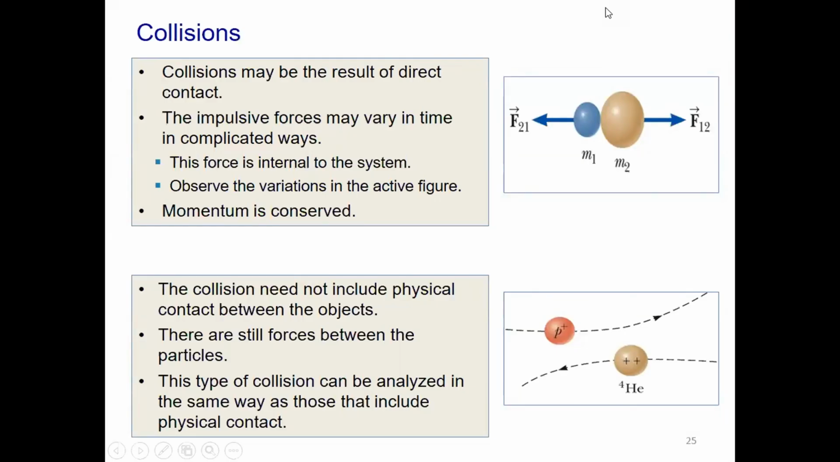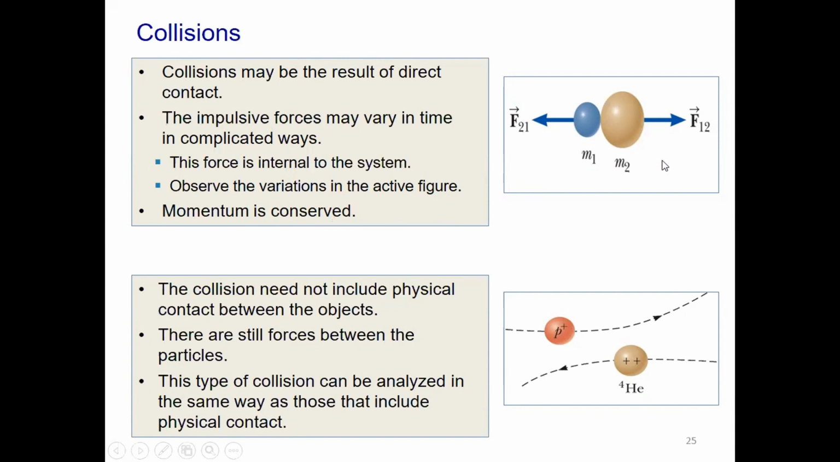Collisions can be the result of a direct contact where two objects come in contact with each other and collide and transfer momentum. The impulsive forces can vary in time in a very complicated manner, and the force can be internal to the system and can be external. And what we do is we observe variations in the active figure, and we see the momentum and how the momentum is conserved.